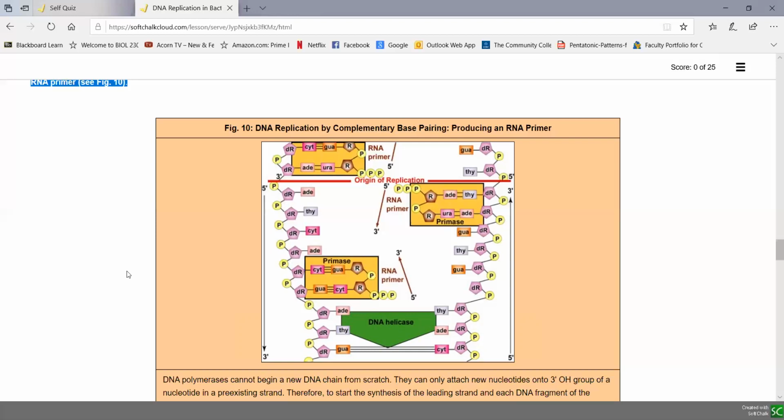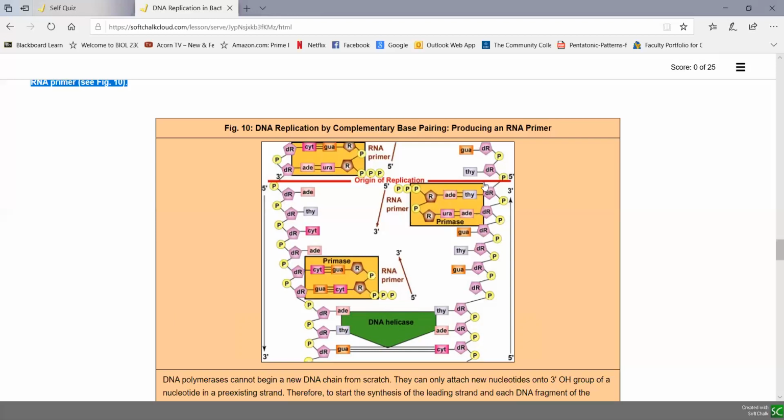So it starts out with primase, the RNA polymerase, initially lining up RNA nucleotides indicated by R with the DNA nucleotides indicated by D by complementary base pairing. And as each new one's added, the phosphate of the new one attaches to the OH of the previous one. But the first one doesn't have to attach to anything.